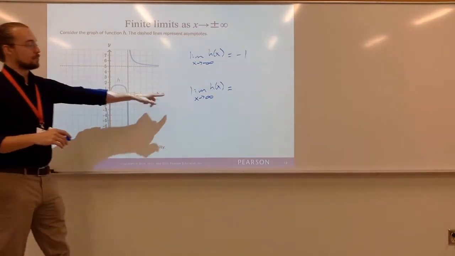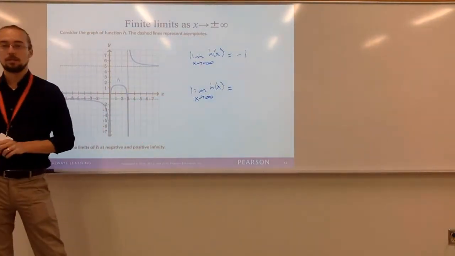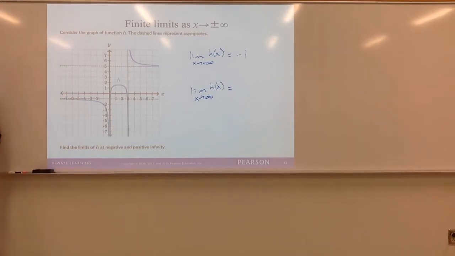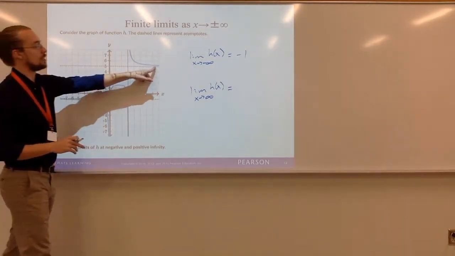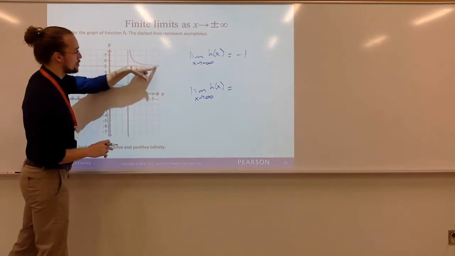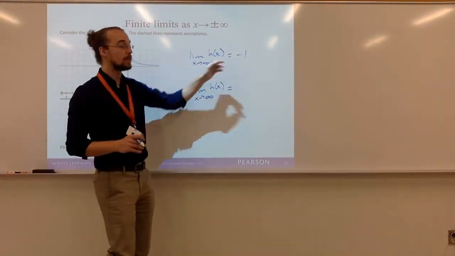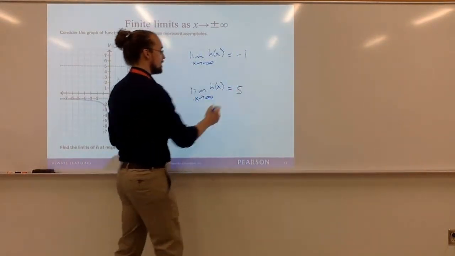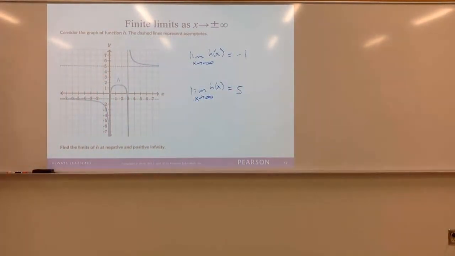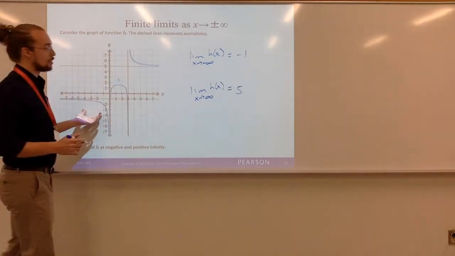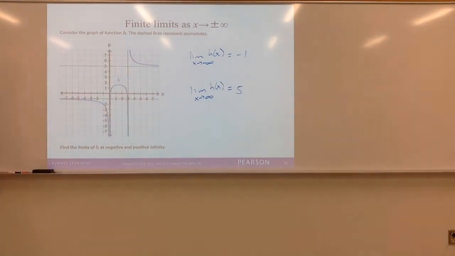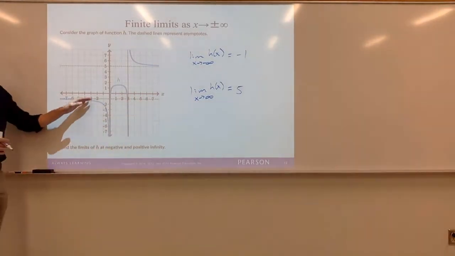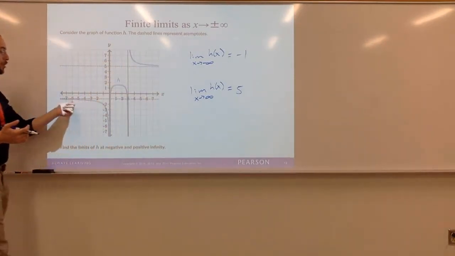What about as x approaches positive infinity? 5. The part of the function that's going to go forever to the right is getting closer and closer to a y value of 5. So the limit as x approaches infinity is just equal to 5. So graphically, and hopefully this makes some sense, we're just looking at the value that we're approaching, the y value that we're approaching.